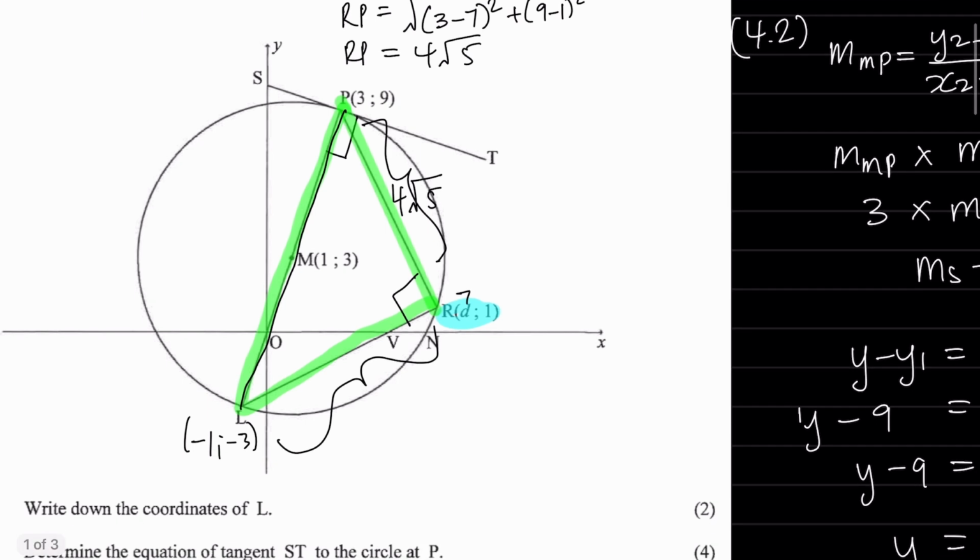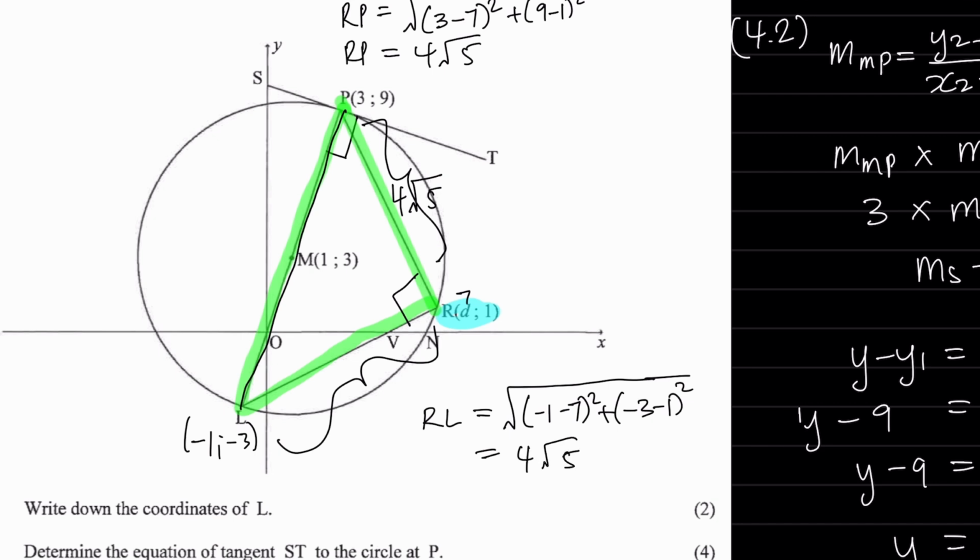Let's work out the length of RL. So RL is equal to the square root of (minus 1 minus 7) all squared plus (minus 3 minus 1) all squared. We put this in our calculator. So minus 8 all squared plus minus 4 all squared. That gives us again 4 square root 5. So this is an isosceles triangle.